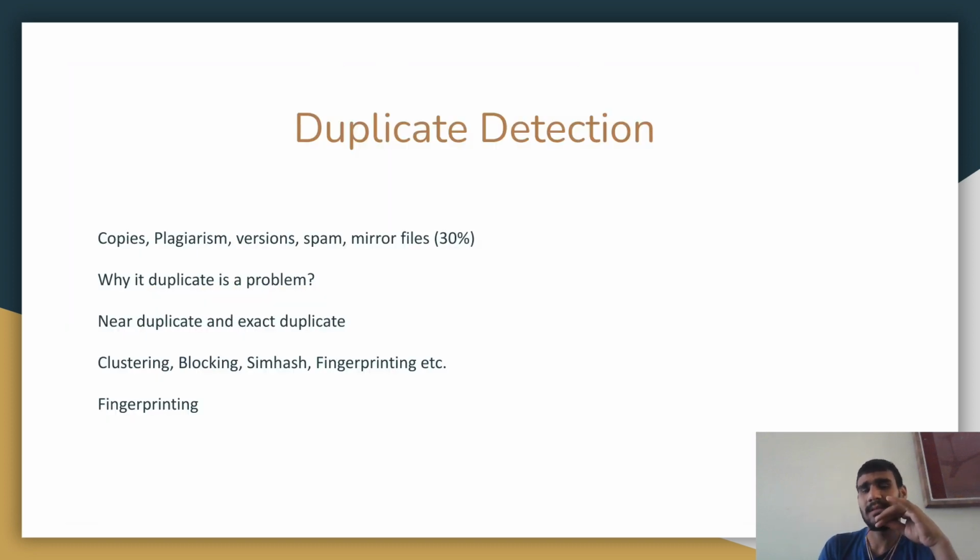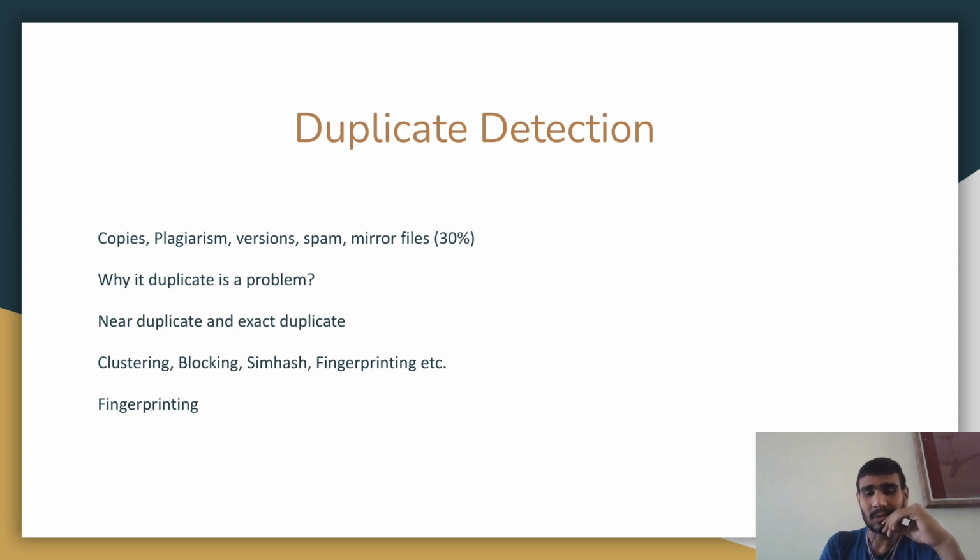Now another major issue in web information retrieval is duplicates. Duplicates are found in copies, plagiarism, versions, and so on. So we have to detect them: about 30% of the web contains duplicates, and duplicates of the rest make up 70%. So why is duplicate a problem? Because if we show the results to the user, and we have ranked the top 10 documents, and many of them are similar, then the user will get bored. He or she might not be interested in our search engine, right?